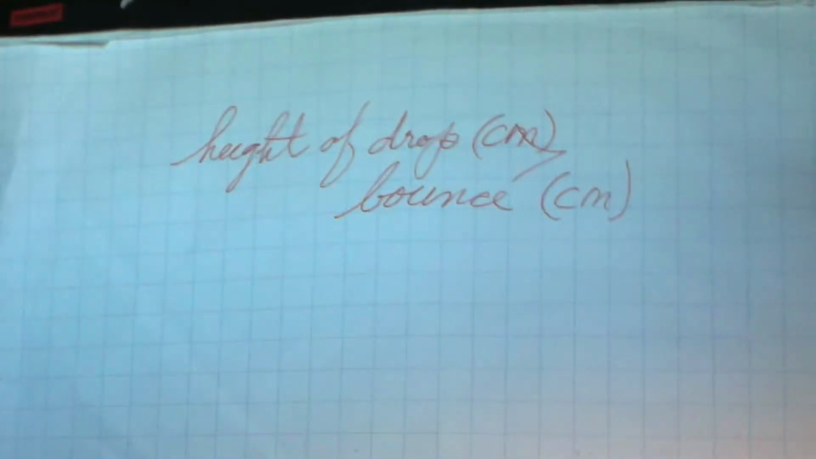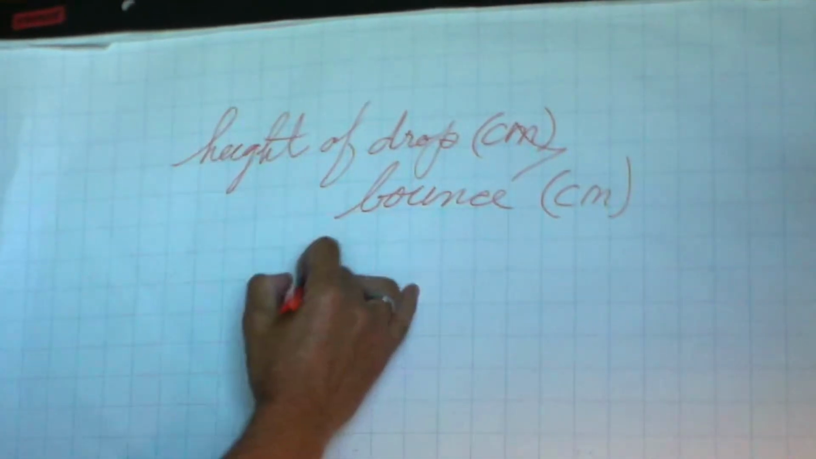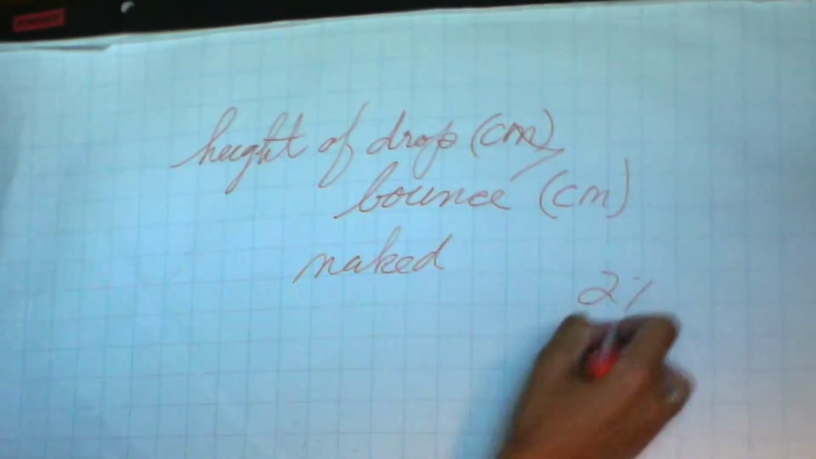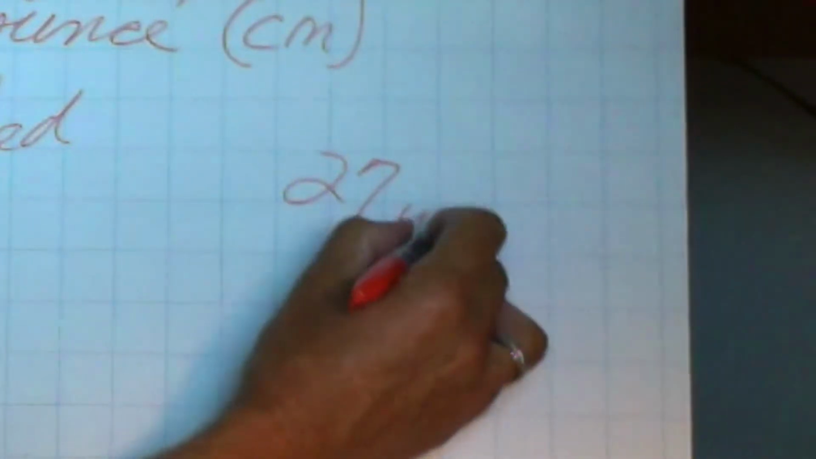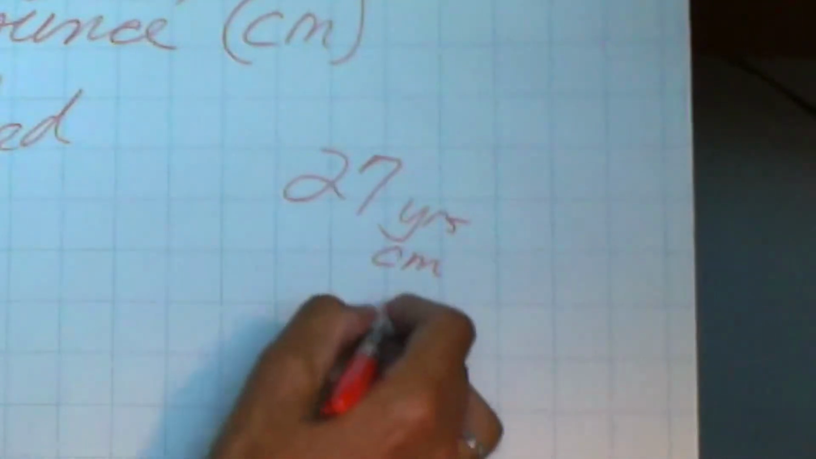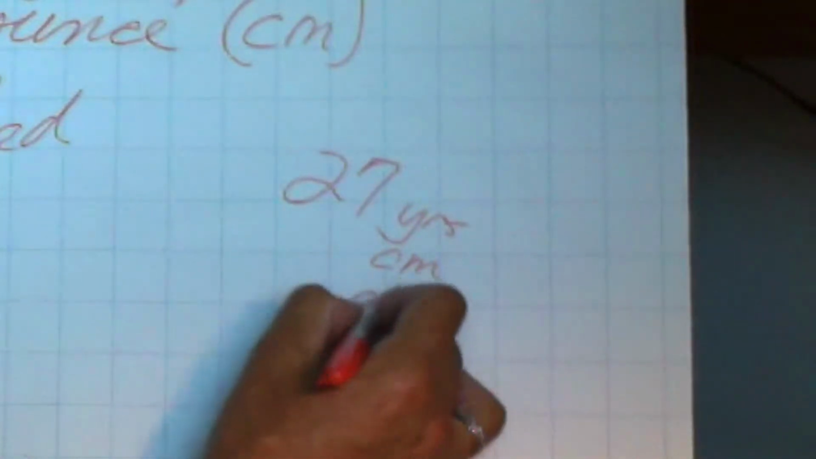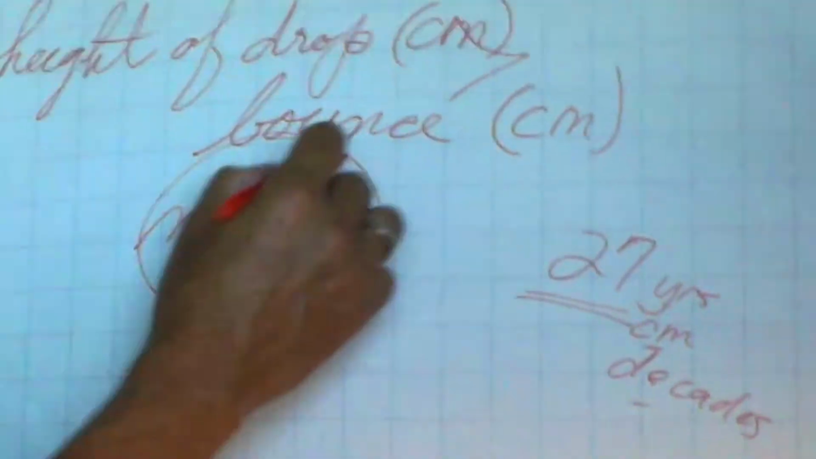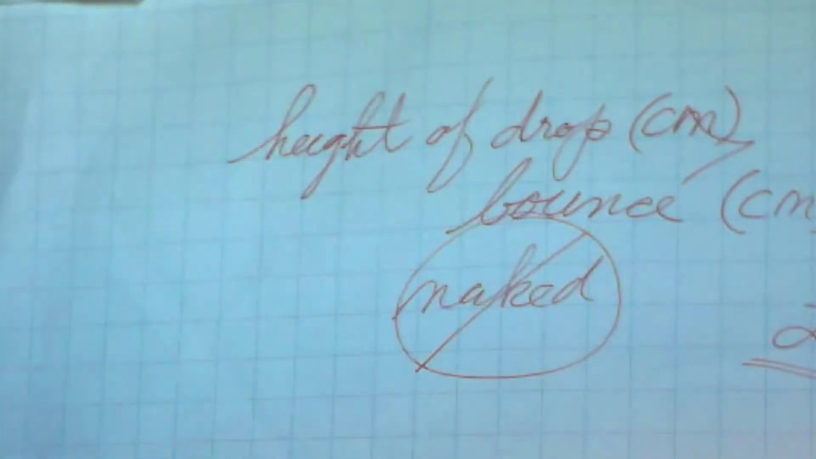We always include the units so that we don't have what we call naked numbers. The number 27 just sitting out there means absolutely nothing. It has to have some unit with it, like 27 years, or 27 centimeters, or 27 decades. Each one of those is different. The number 27 is different because of the units that come after it. So we never have any naked numbers.